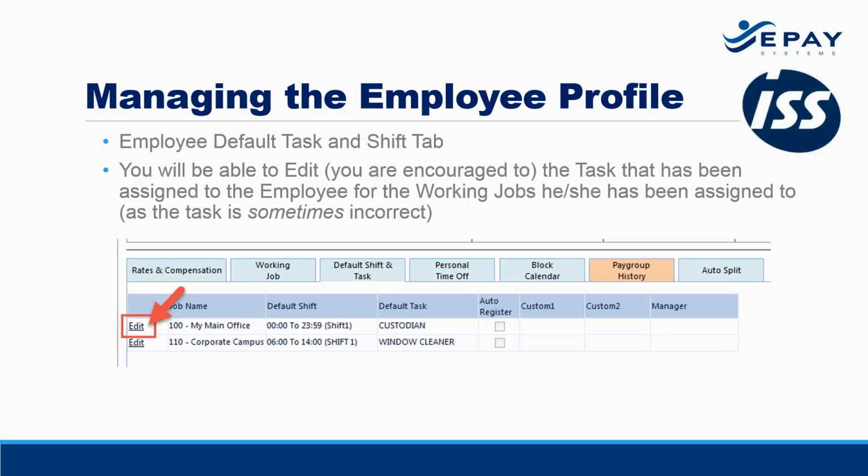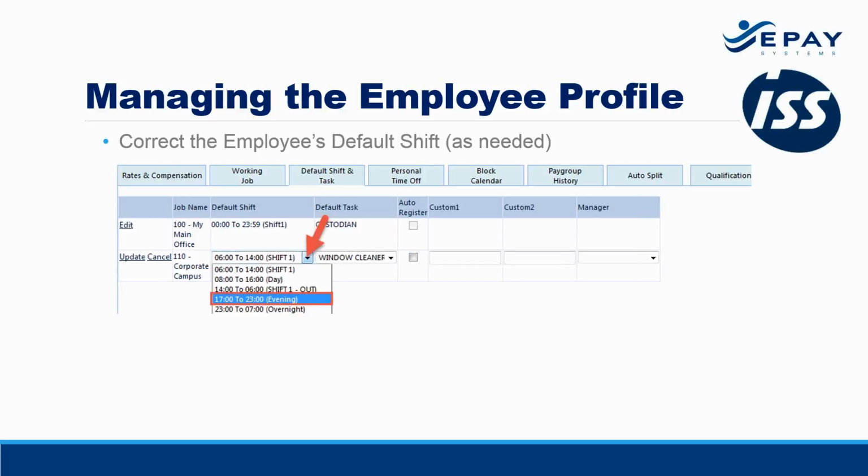But if you come in here and notice that my main office is the primary job, or the first job on the list here, and the default shift is wrong, or the employee really doesn't work as a custodian at this job, they're really a window cleaner, then just go over here, click on edit, and the system will open up and allow you to make those changes. Once again, we want to get this correct for that employee.